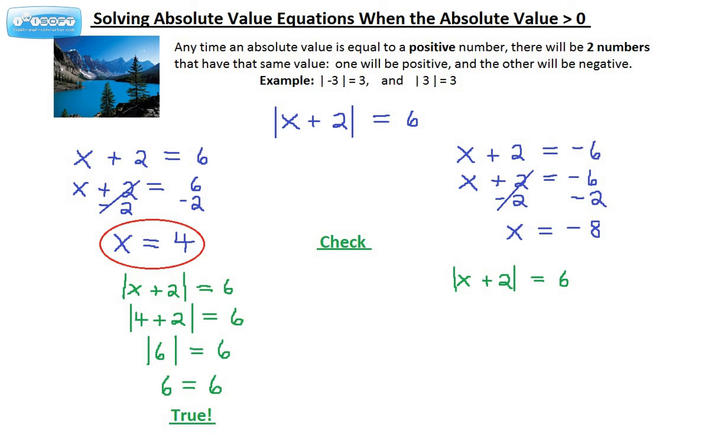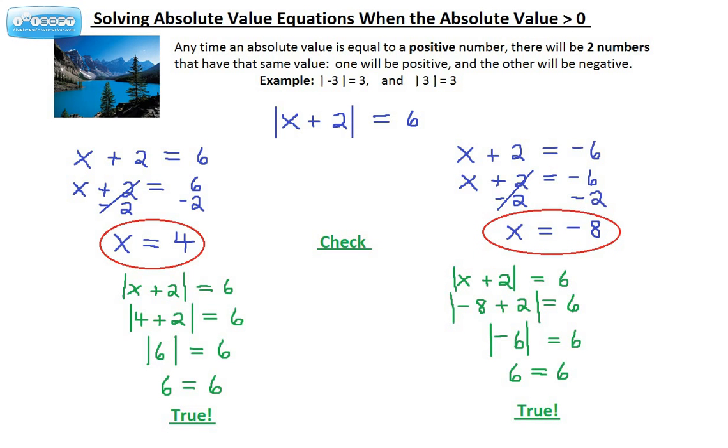Let's check the second equation. Let's work out what's inside the absolute value. Then let's take the absolute value of negative 6. This is also true. The absolute value of negative 6 is positive 6. This confirms that our second solution is x equals negative 8.